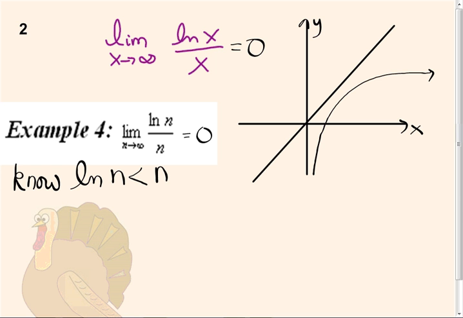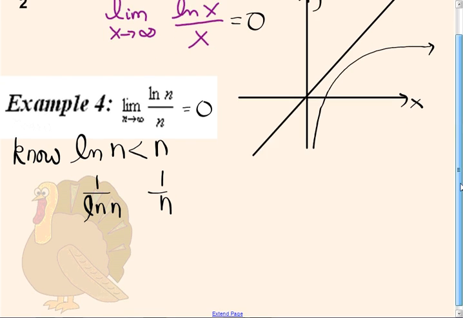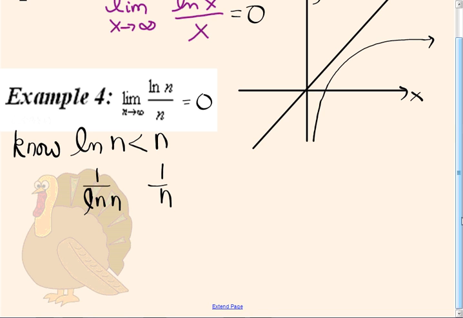What happens if I take the reciprocal of this? This is 1 over log of n, and this is 1 over n. If the log of a number is less than the number, what if I find the reciprocal of these? Does the inequality stay the same, or does it change? It switches. Put some numbers in and make sure I'm right. These you need to know.